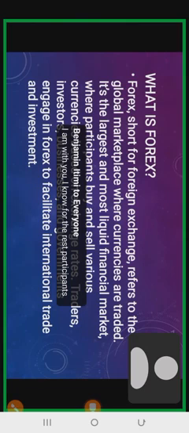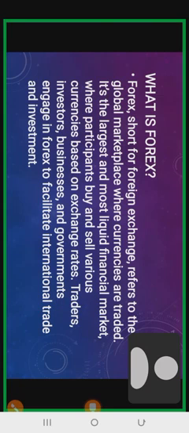What is Forex? This is a question that definitely pops into your head. Immediately you hear things like Forex, short for foreign exchange, refers to the global marketplace where currencies are traded. So Forex is actually coined from two words, foreign exchange, and it simply refers to the global marketplace where currencies are traded. Right?